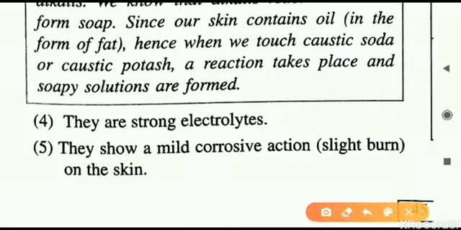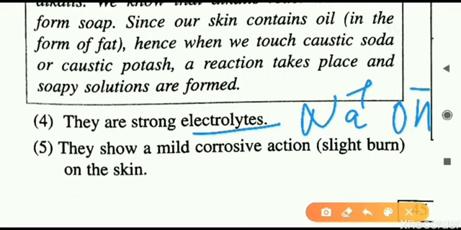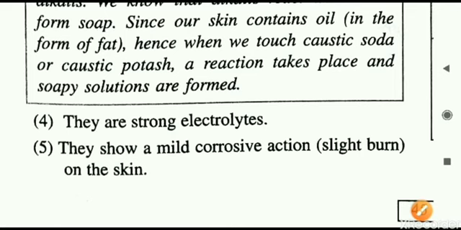Next, point number 4, they are all strong electrolytes, that is, they can conduct electricity because the bases can dissociate, they can ionize easily. Like NaOH, it can ionize into Na plus and OH minus. Because they can form separate ions, they can dissociate into ions, they are strong electrolytes.